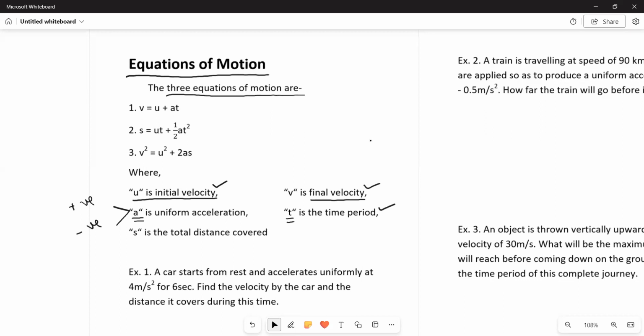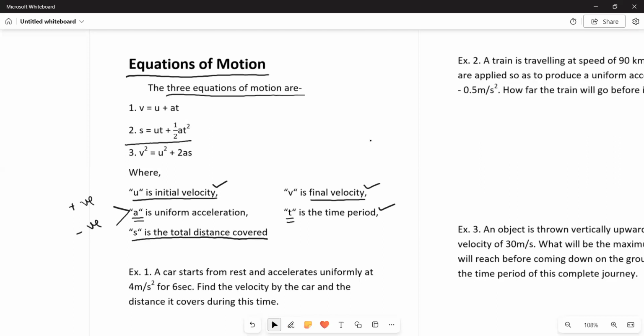Then we have the second equation, which states as S equals UT plus half AT square, where S will be the total distance covered. The rest is the same: U will be our initial velocity, A will be our uniform acceleration, and T will be our time period.